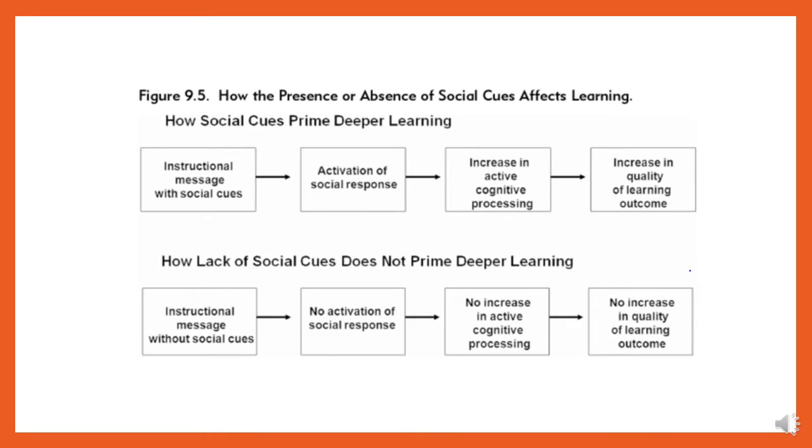Please take a moment to look at the following diagrams. In the top diagram, we can see how instructional messages with social cues, such as in personalized text, lead to deeper learning. Whereas in the bottom flowchart, the lack of using personalization text or conversational style does not lead to deeper thinking. And why does conversational style benefit learning?